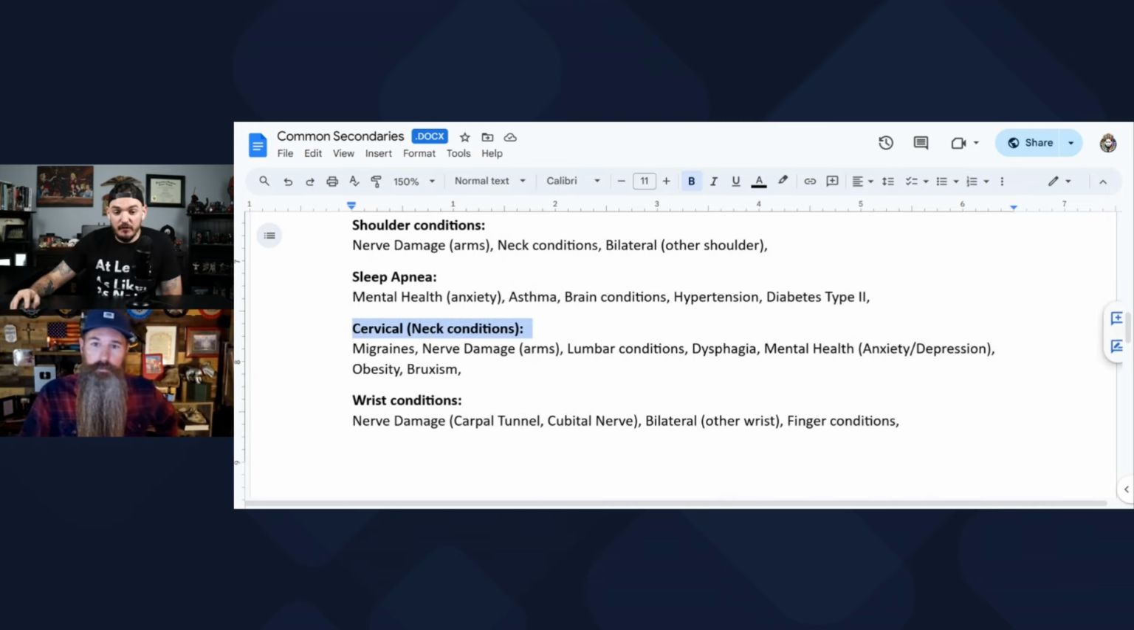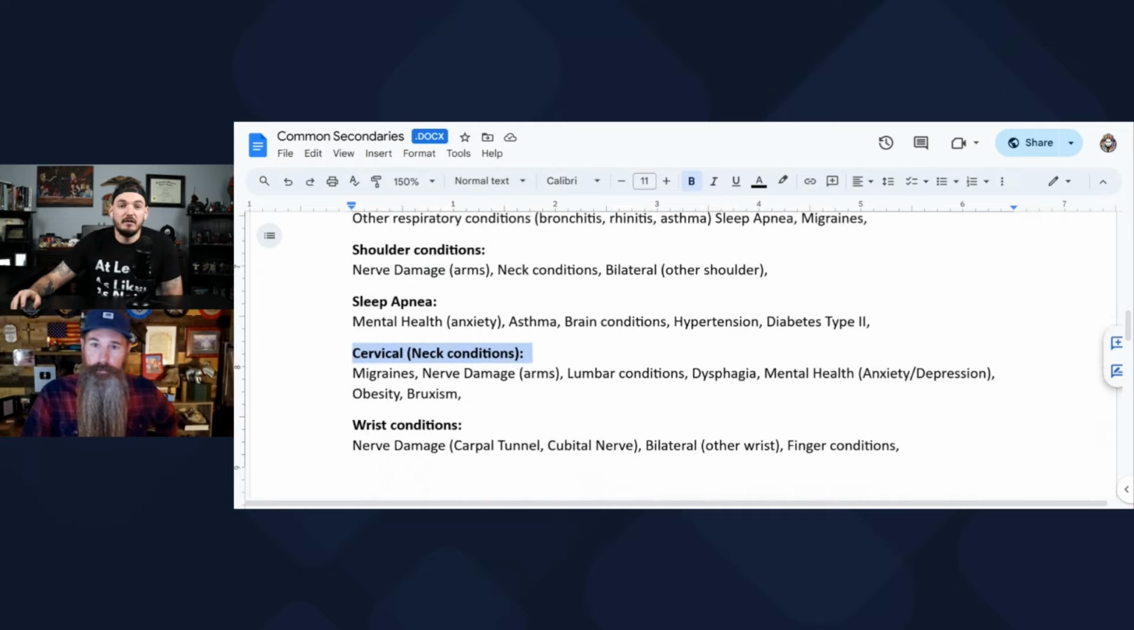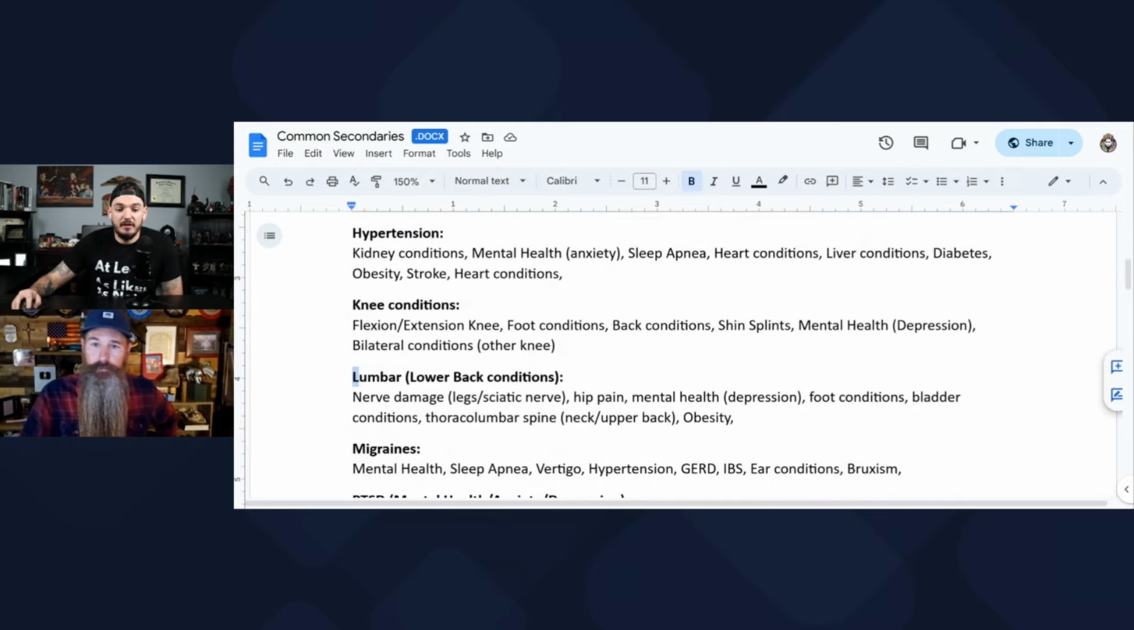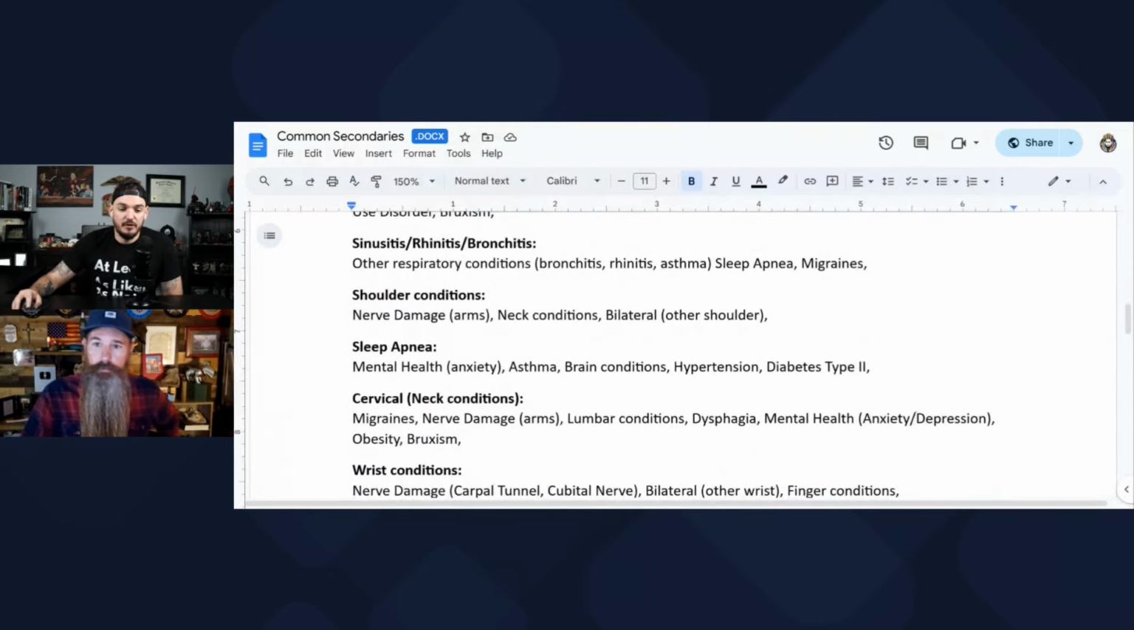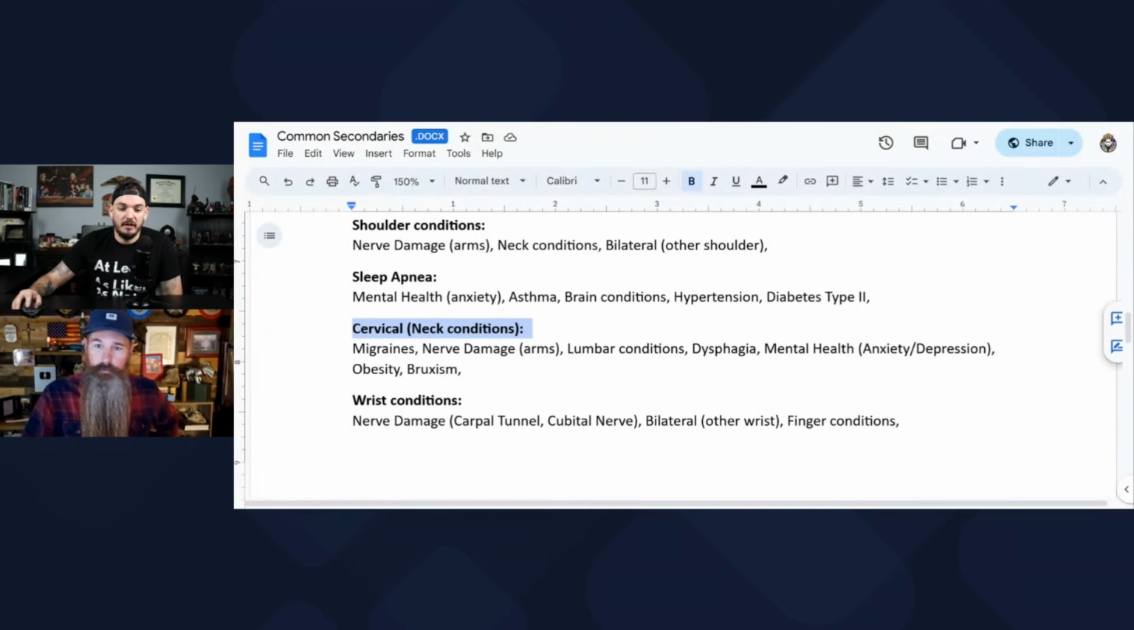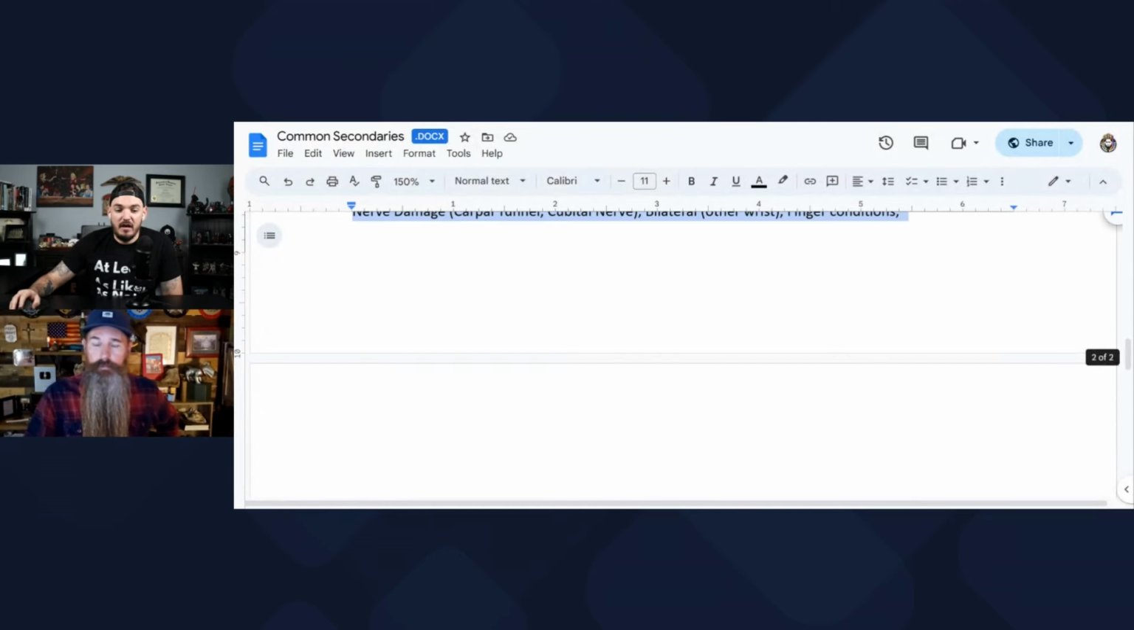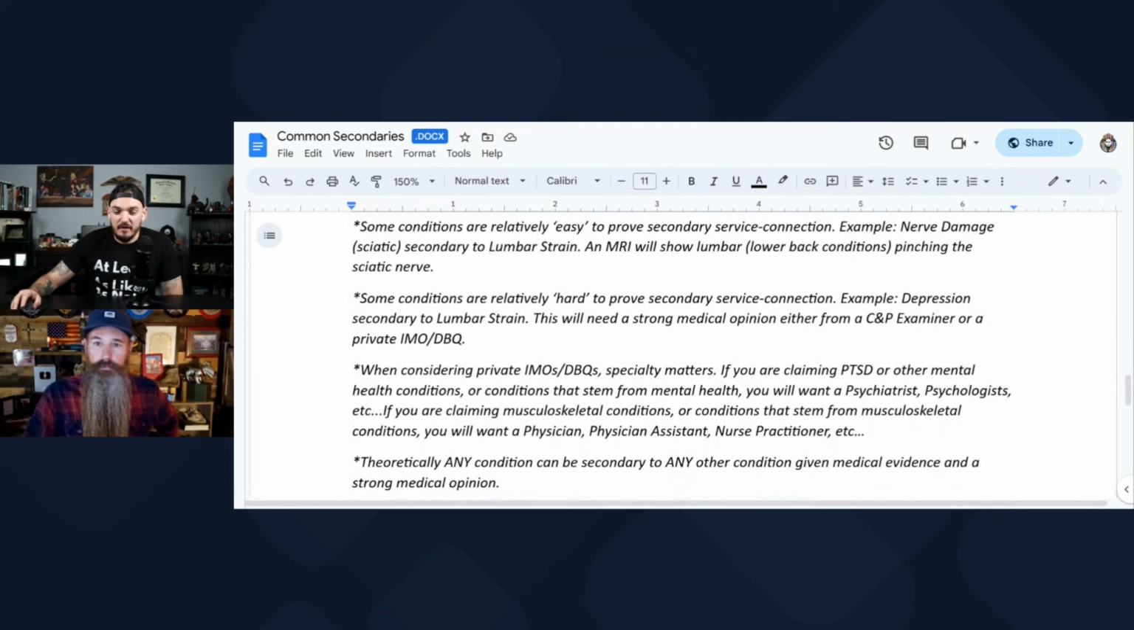Then we have the cervical conditions, so the back. You see the back up here, which is lower spine. Cervical is the upper spine, okay? And then we have wrist conditions down here. And then there's a note, and I'm going to speak on this note right here.